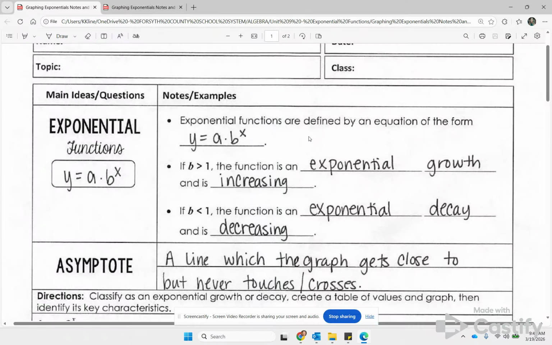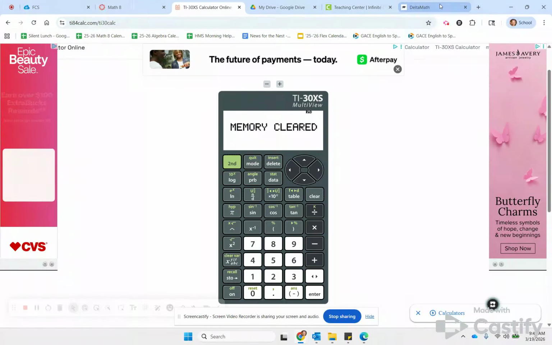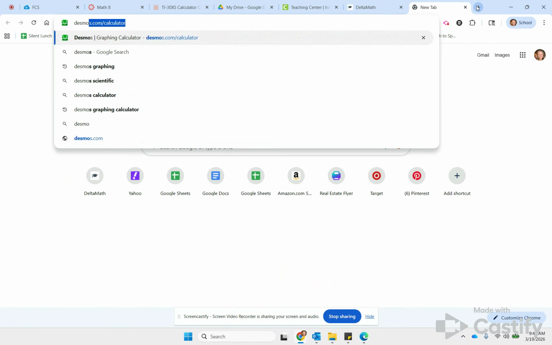So again, exponential functions are defined by an equation of the form y equals a times b to the x power. A is still kind of like your a in quadratic, so it's still going to be the coefficient of this number here. This b is going to be a number called your base. If your base is greater than 1, this is going to be called exponential growth because it would be increasing. And if your b is less than 1, this is going to be called exponential decay because your b is decreasing. So let's look at those two on our Desmos graphing calculator.